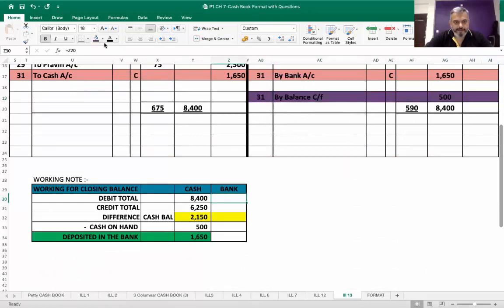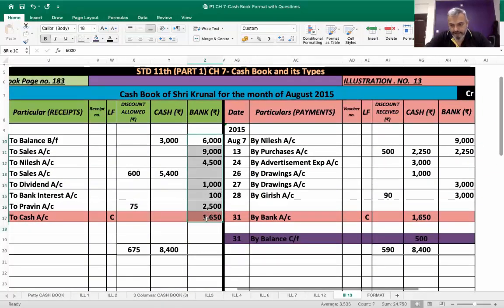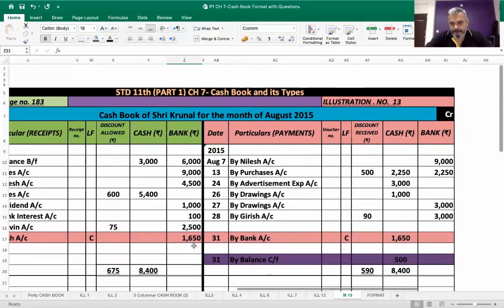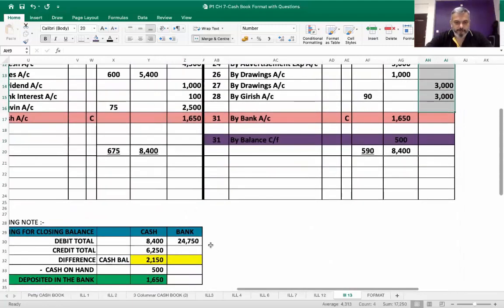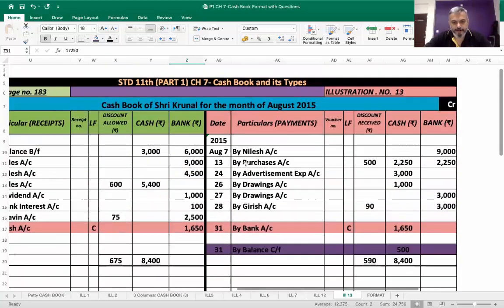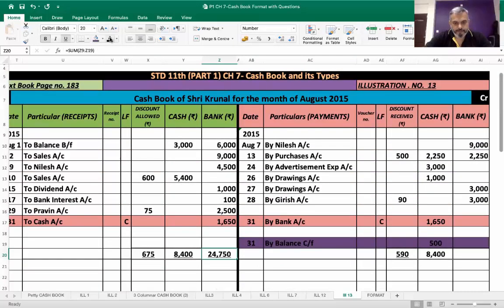Now let's go to the bank and see which side is more. Okay, so bank debit side is 24,750, credit side is 17,250. Yes, debit side seems more. So the difference comes to 7,500. Because debit side is more, first we do the debit total, then the same we record on the credit side, और उसके ऊपर balance 7,500.